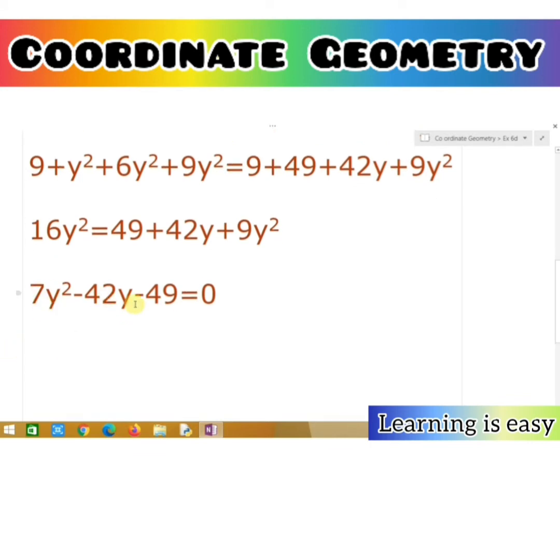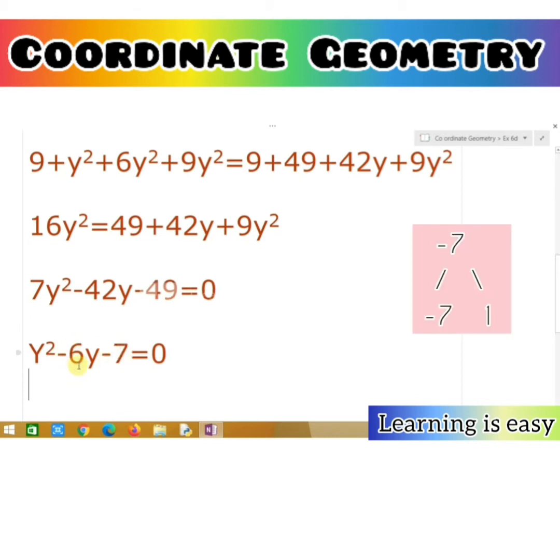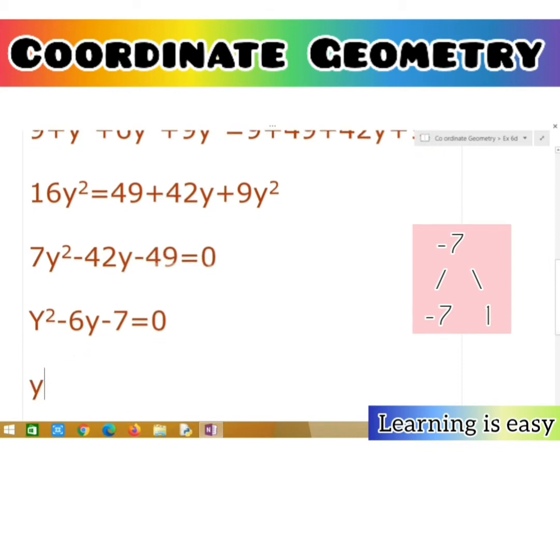So it's completely divisible by 7. So we can simplify it further down to y square minus 6y minus 7 equal to 0. Now product is minus 7 and the sum is minus 6. So we need to get it. Minus 7 is minus 7 into 1, that's minus 7. Minus 7 plus 1, when you sum up, you get minus 6y. So sum is minus 6 and the product is minus 7.